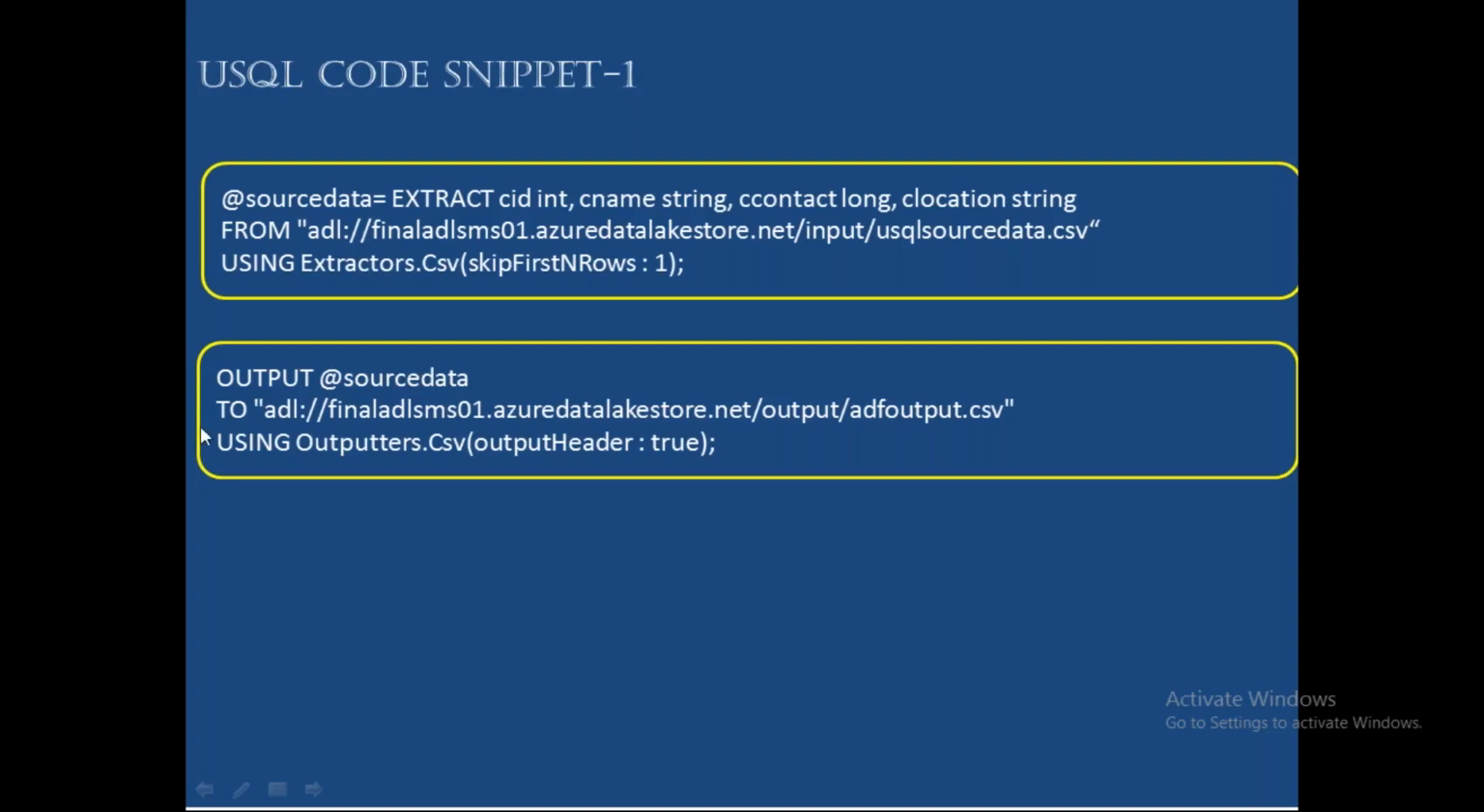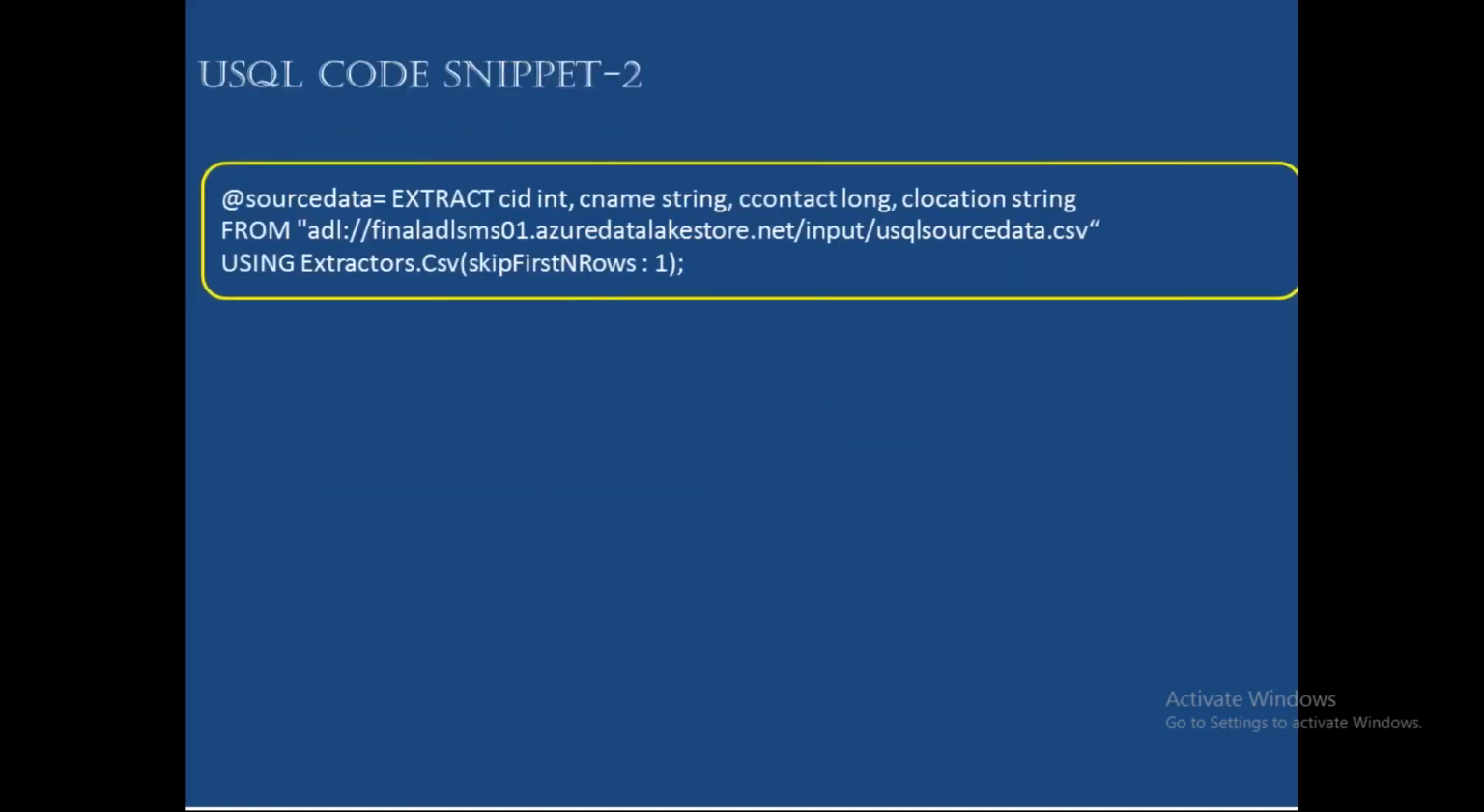This output I want to write to this particular address using Outputters.Csv, because I want to write it as it is as CSV. When I'm writing CSV, I need to say outputHeader = true, meaning please include headers and write the data. That's what I'm saying.